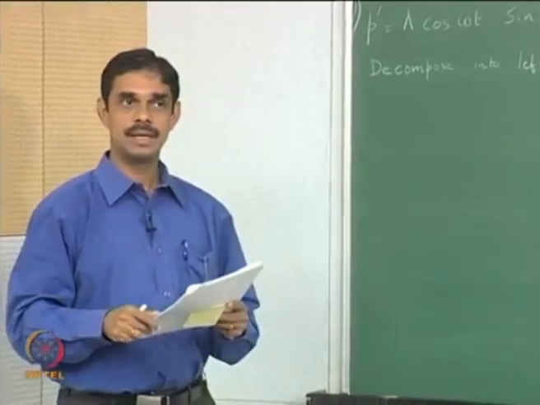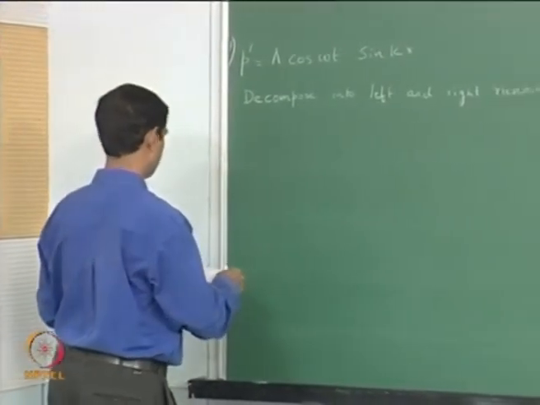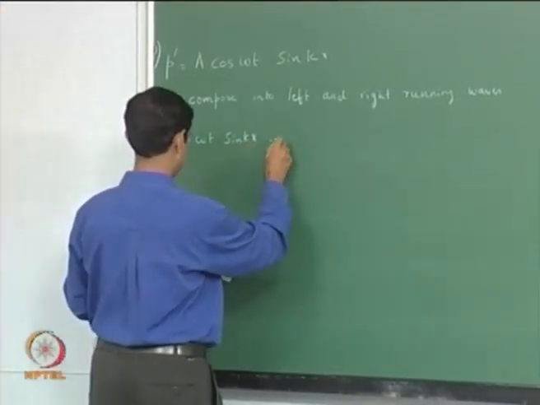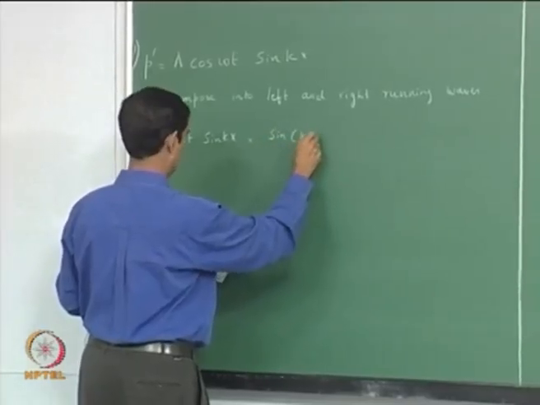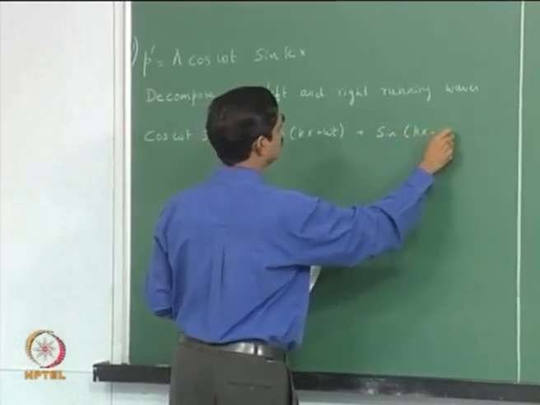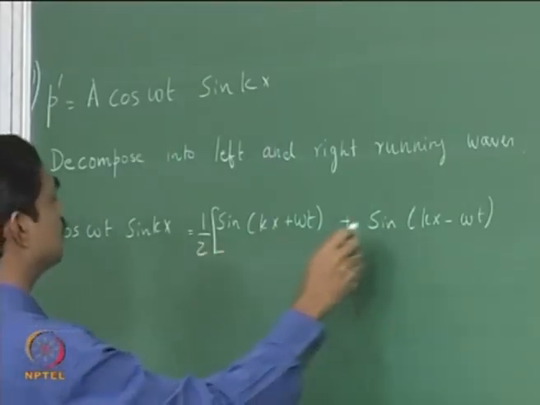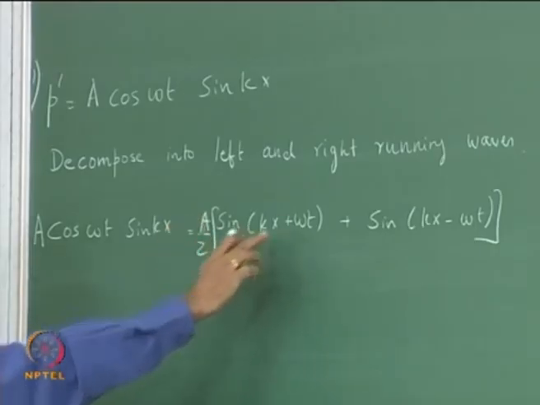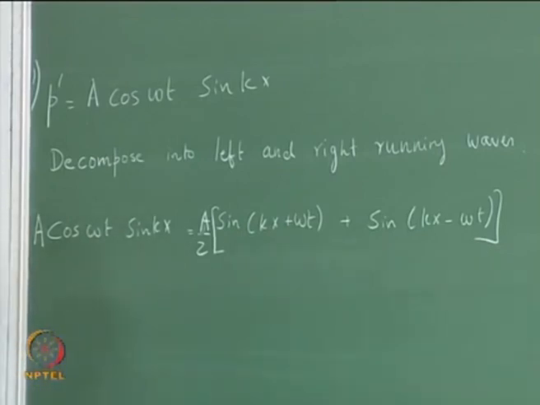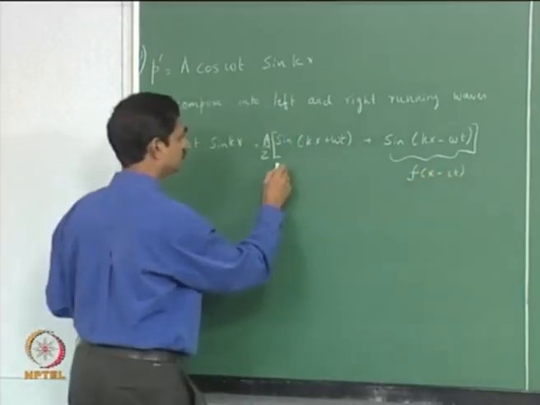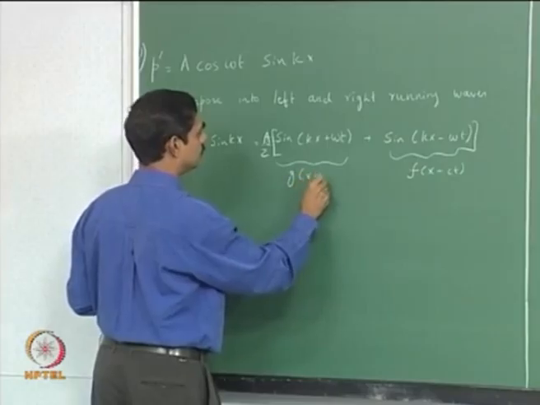There are two ways you can do this problem. One is just to recognize that you can write cos omega t sin kx as (sin(kx + omega t) + sin(kx - omega t)) over 2. This is an identity. So we can clearly see that A cos omega t sin kx would be A over 2 times [sin(kx + omega t) + sin(kx - omega t)]. So this here is f of x minus ct, and this here is g of x plus ct.